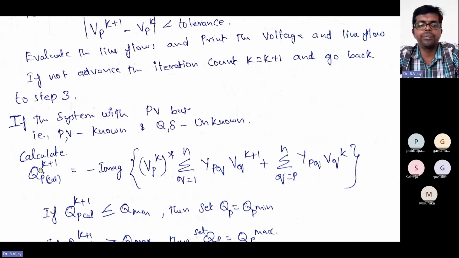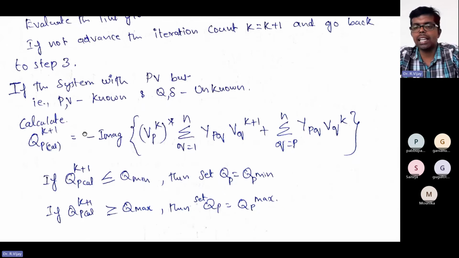Reactive power, okay, QP calculated value also. Okay, so QP calculated, or QP new, QP calculated K plus 1 is equal to minus of imaginary of VPK star times summation Q is equal to 1 to N YPQ VQ K plus 1 plus summation Q is equal to P up to N YPQ VQ K. Okay, so this is the formula for calculating the reactive power calculated value.